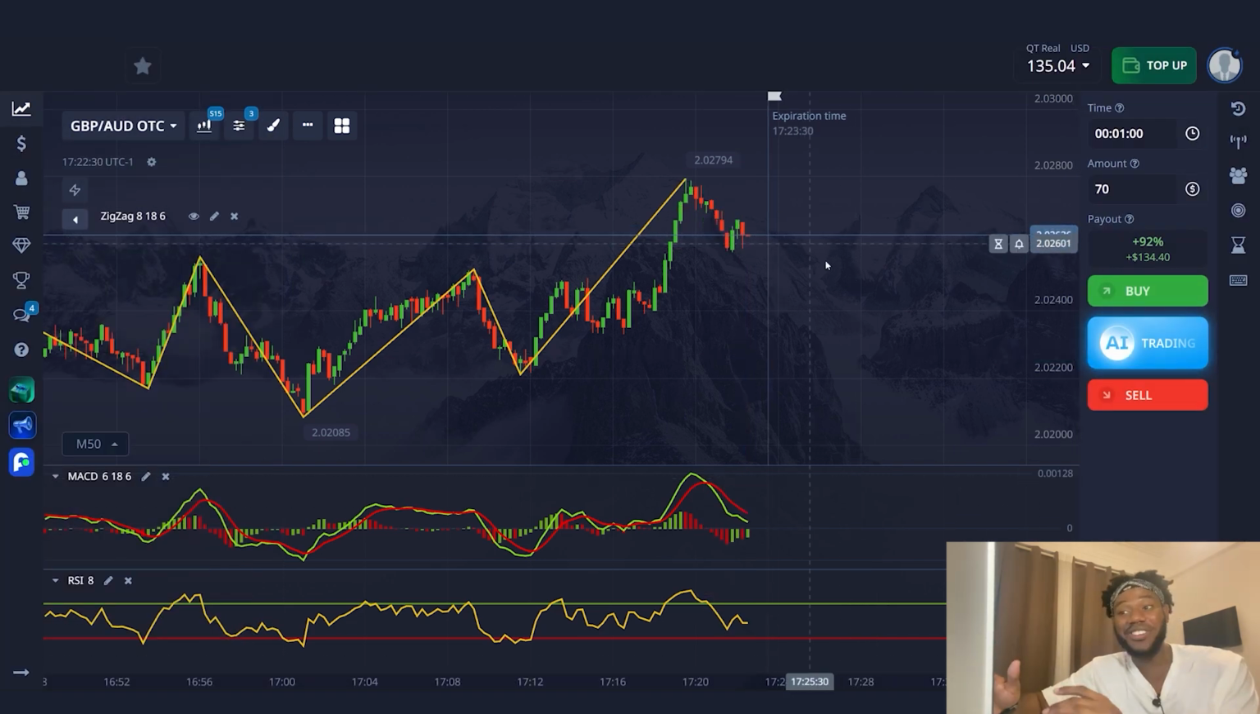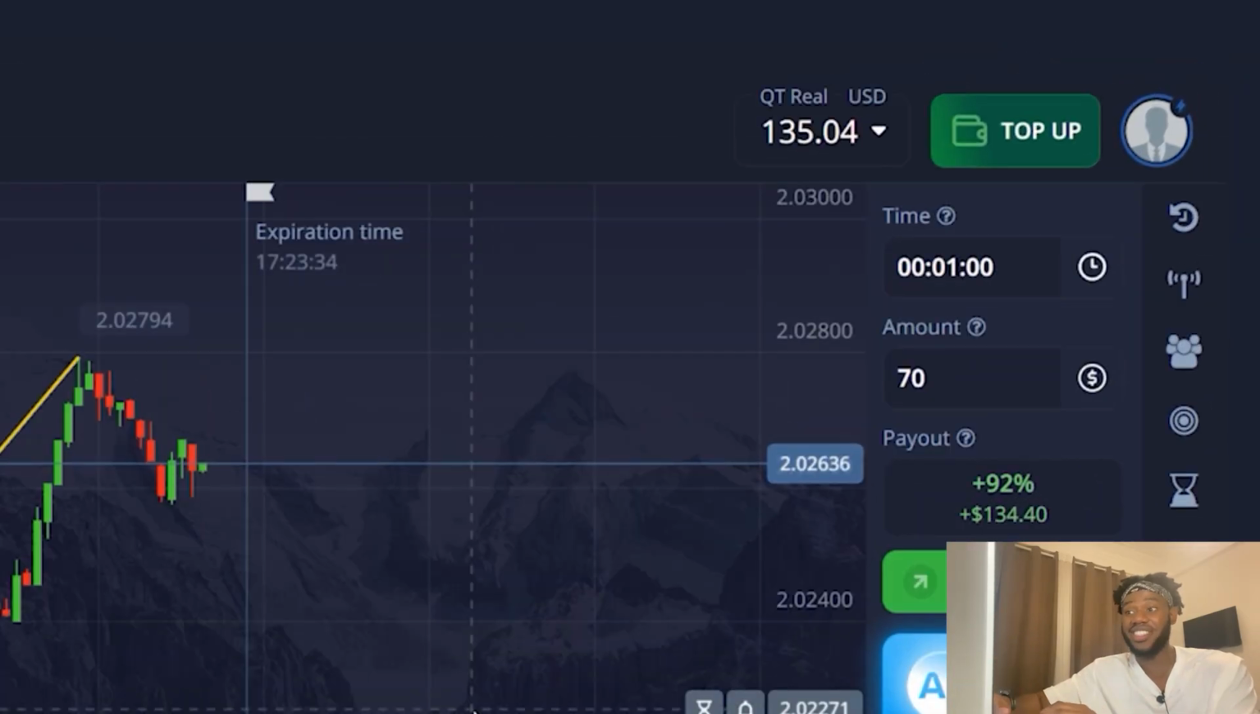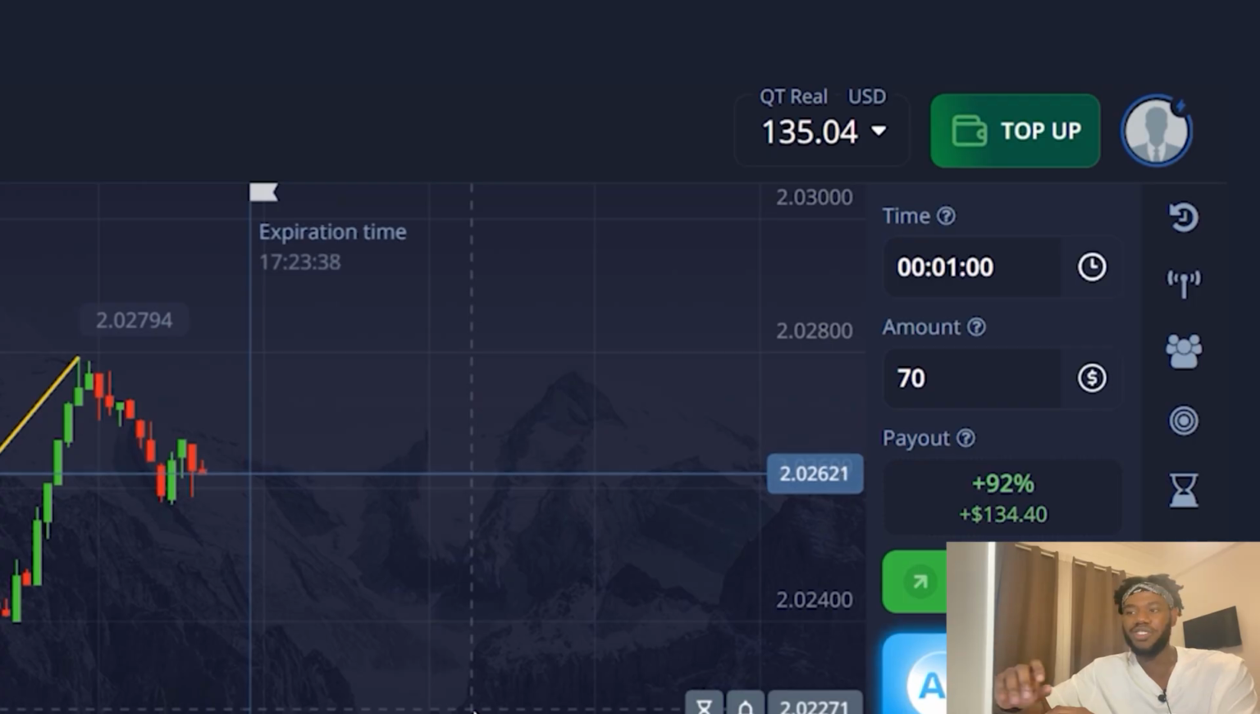Great, the price continued to decline and I made a profit. Now my capital is $135. There are still many trades ahead. Let's not waste time, we continue to work.